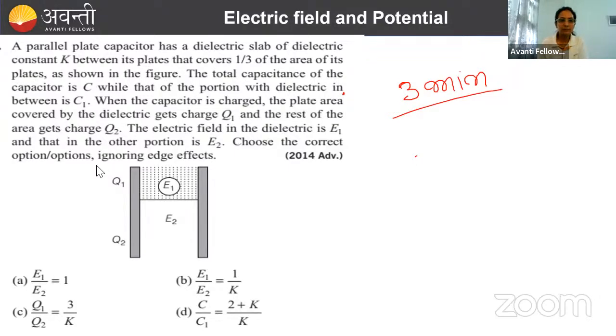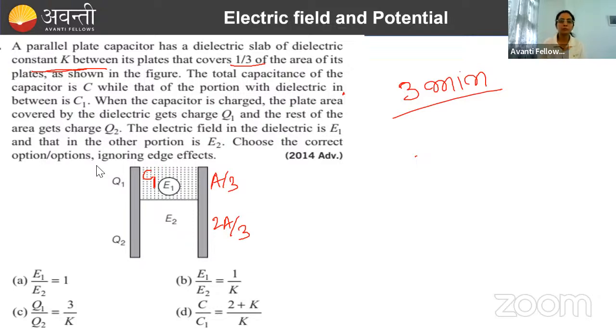A parallel plate capacitor has a dielectric slab of dielectric constant K between its plates and covers 1/3 of the area. So this area is how much? A by 3, if the whole area is A. So the remaining area will be 2A by 3, right? Total capacitance of the capacitor is C, while that of the portion with dielectric in between is C1. When the capacitor is charged, the plate area covered by the dielectric gets charge Q1 and the other one gets charge Q2. The electric field in the dielectric is E1 and that in the other portion is E2.